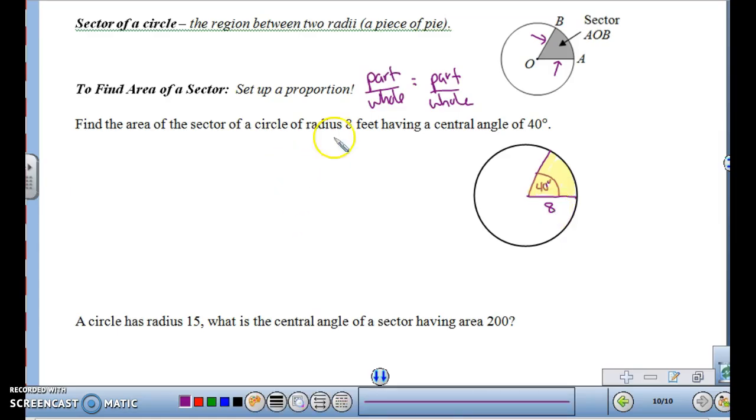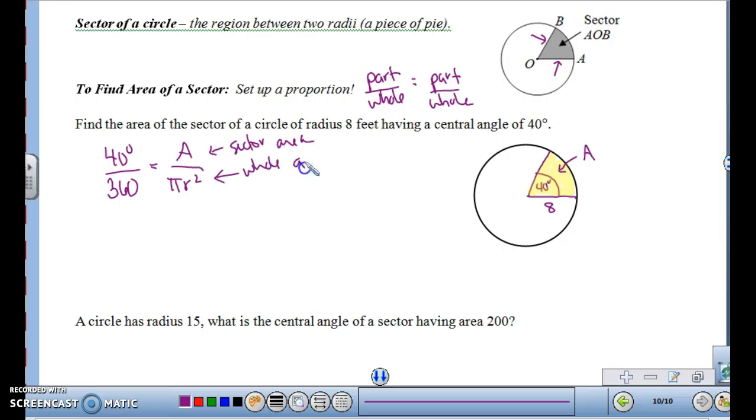All right, so we want to compare part to whole. We know the angle measure, so if it's 40 degrees out of how many? It would be 40 degrees out of 360. Now we are looking for the area of the sector, which I'm going to call A. That area of the sector is a part of the whole area. What's the formula for the whole area of a circle? Well, it would be pi r squared. So this is the sector area, and this is the whole area, because we're looking for a part of the whole.